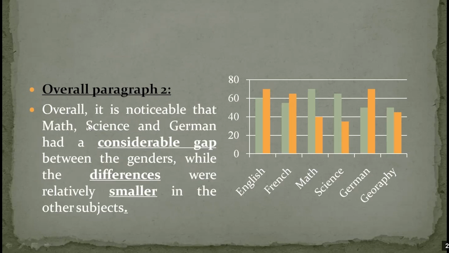Overall, it's noticeable that math, science, and German had a considerable gap between the genders. So here we're going to focus on the gap between the genders, regardless of who's higher and who's lower. When you look here, you will find in geography, the gap is small, but here the gap is big. As you can see here, the gap is big in favor of females, but here the gap is big in favor of males, and here small gap. So that's a different way, different approach. While the differences were relatively smaller in the other subjects.